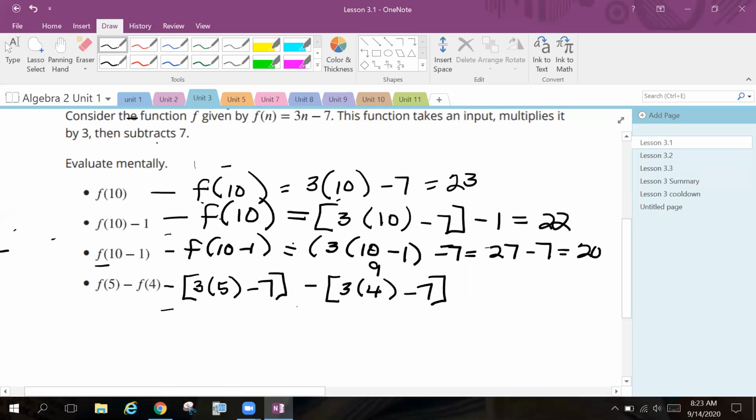So 3 times 5 is 15, okay? So 15 minus 7, what's 15 minus 7? 8. Then you come over here, 3 times 4 is 12. And then you do 12 minus 7, and you get 5. So 8 minus 5 at the end would just be 3.